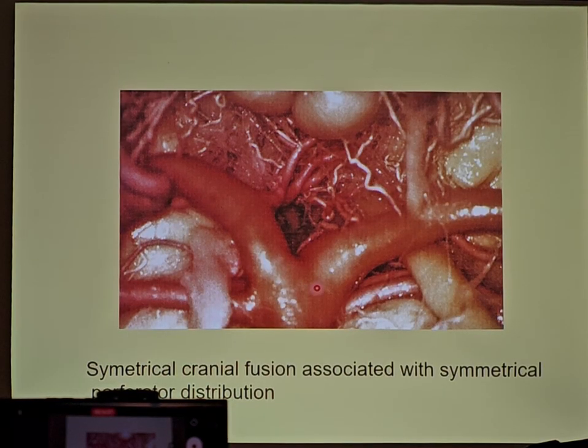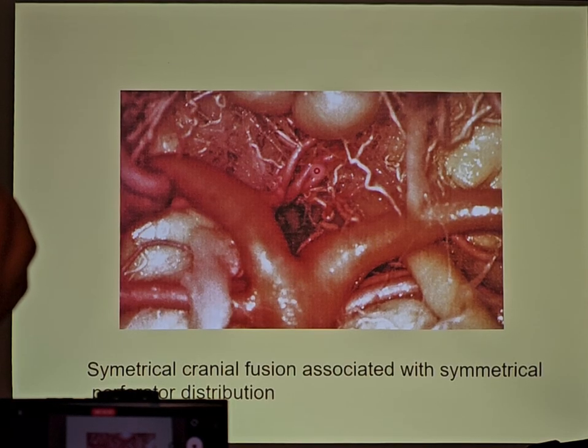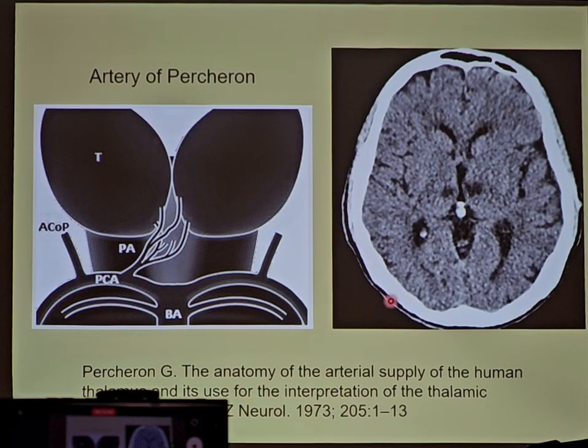You can see this in the specimen. Again, the P1 level, symmetrical appearance, left and right. You see perforating vessels coming from both sides. Symmetrical cranial fusion, right? We see the superior cerebellars are coming off independently. There is an exception to this rule, and this is really exceptional in any case.